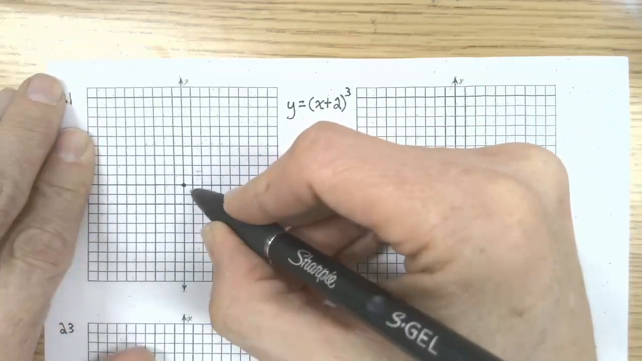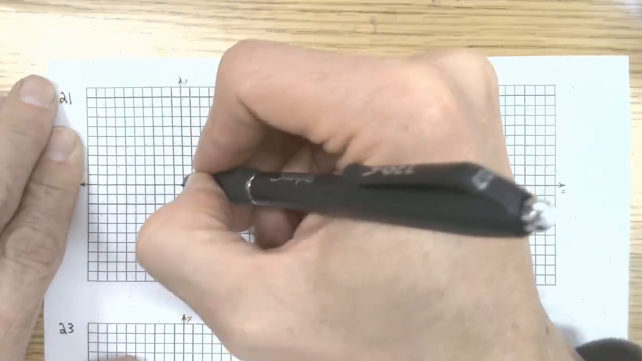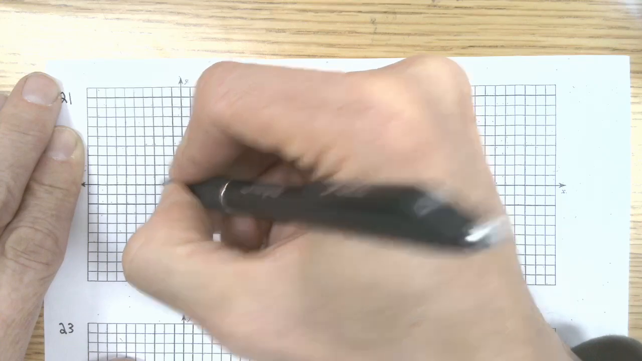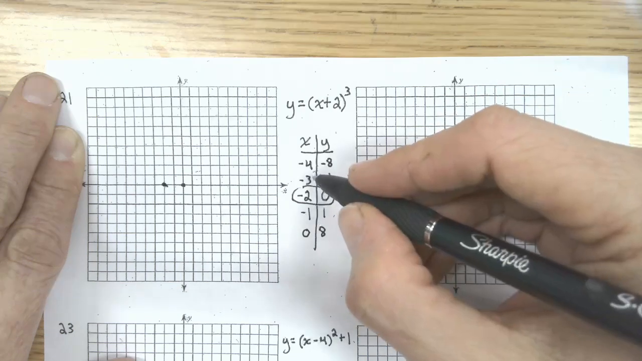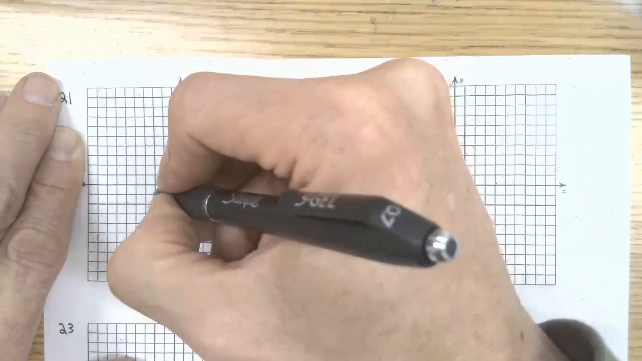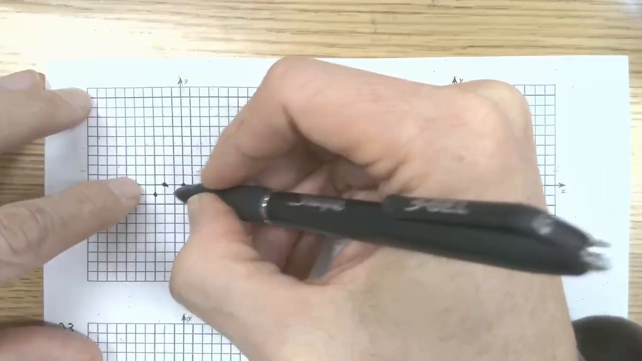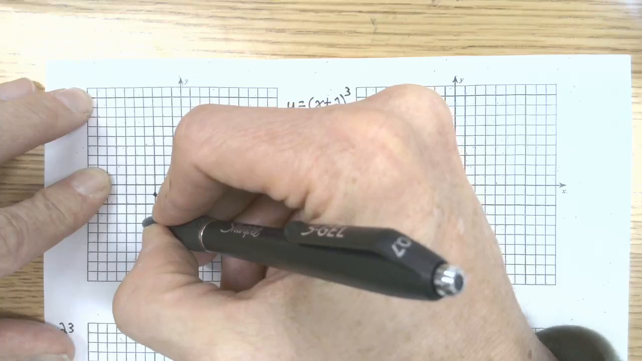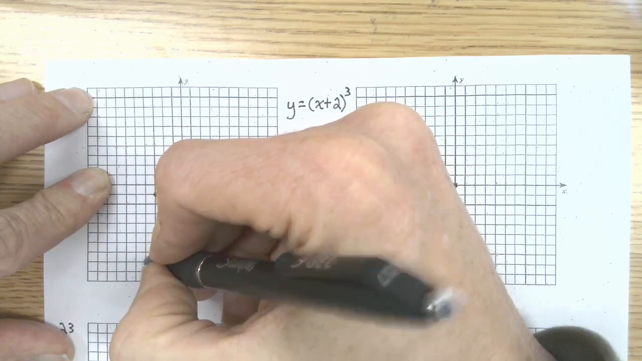So there's the origin right there. Negative 2, 0 is going to be 2 to the left, up 0. There's negative 2, 0. And then I've got negative 3, negative 1, so that's right there. And then I've got negative 4, negative 8. So here at negative 4, I'm going to go down 8 points. I'm trying to make sure I do this correctly. I think I got it.